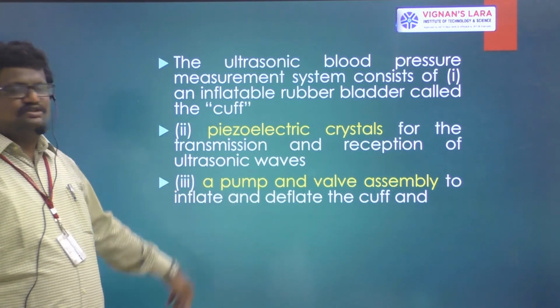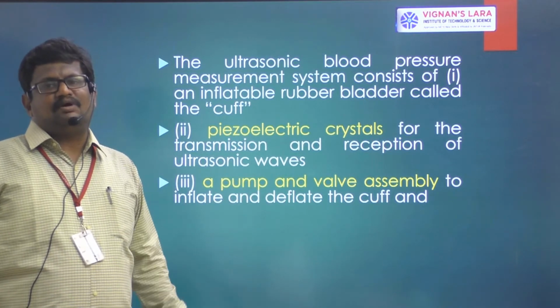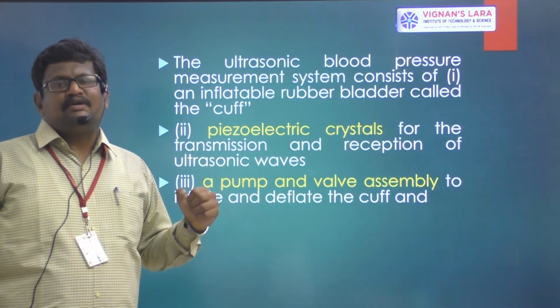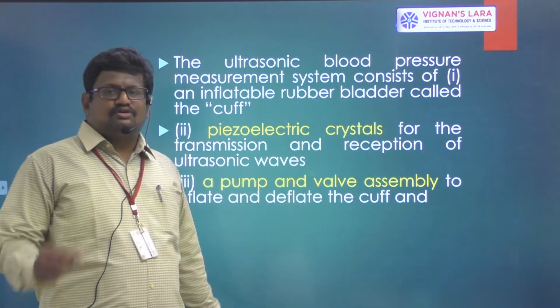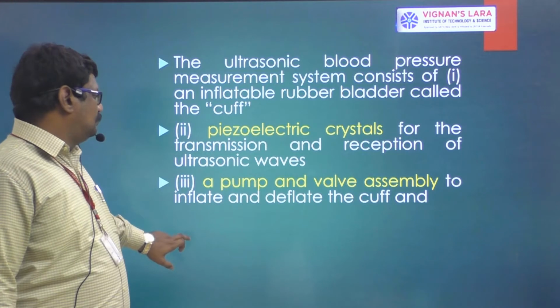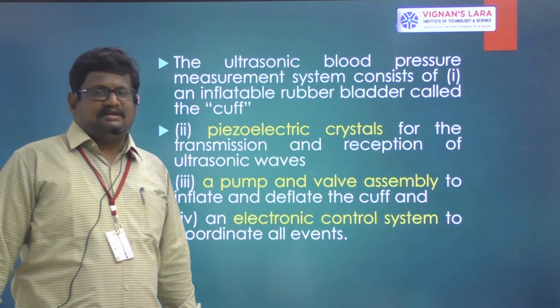Okay. A pump is also there. The pump is to inflate and deflate the cuff. If you want to inflate, you want to increase the pressure. If you want to deflate, you need to decrease the pressure. A valve is used to lock the pressure. That is what we know already. And an electronic control system to coordinate all the events.